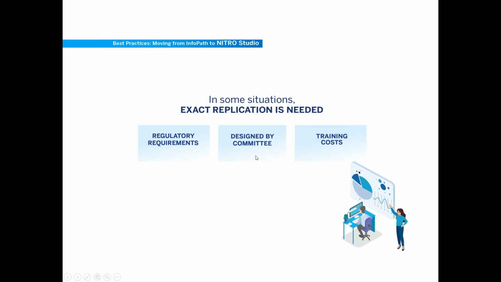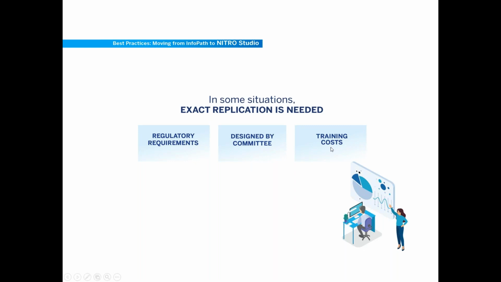The other reason exact replication might be needed is that maybe the form was designed by a committee, and who wants to go back to a committee and redesign the form and have 15 people decide on where this box should go and what the labels should say? So then you just say, okay, we'll just give in and replicate it exactly.